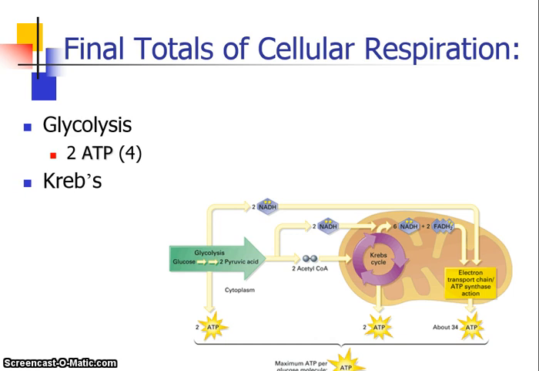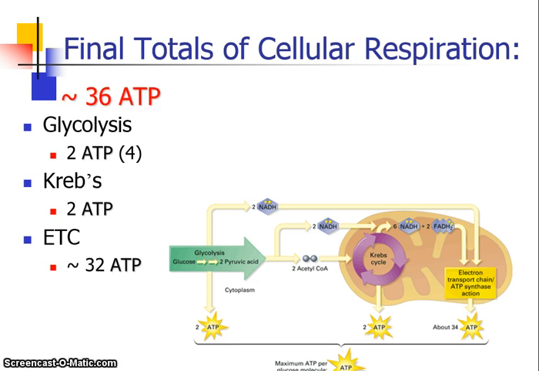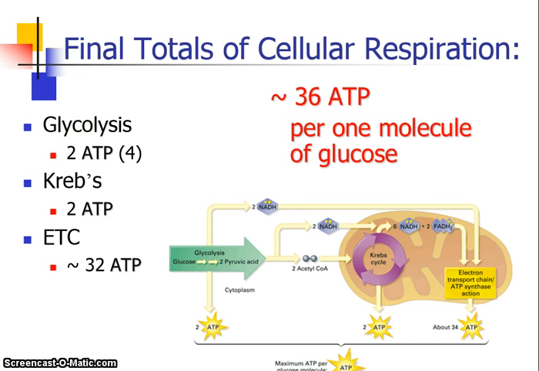So what do we get when it's all said and done? We get 2 usable ATP from glycolysis. We make 2 ATP from the Krebs cycle. And the electron transport chain will produce about 32. Again, much more than what we get from the earlier steps. This gives us an overall total of about 36 ATP from one molecule of glucose.